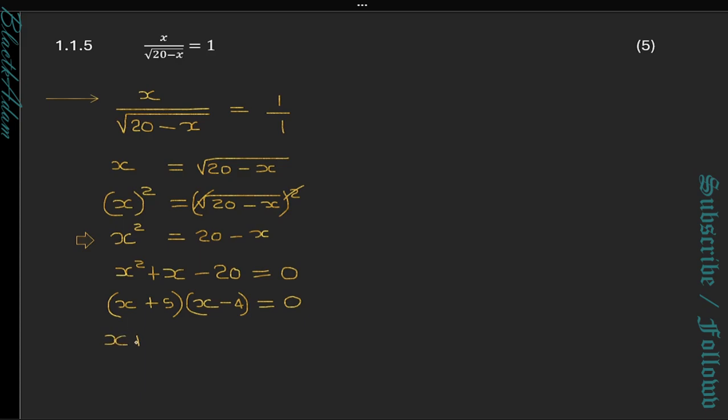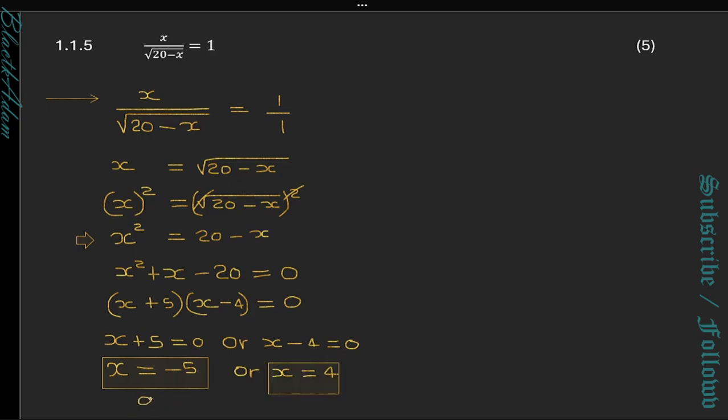The middle term is 1, so x plus 5 equals 0, or x minus 4 equals 0. So we have x equals negative 5, or we have x equals positive 4. Those are the values, and that's our answer for 1.1.5.